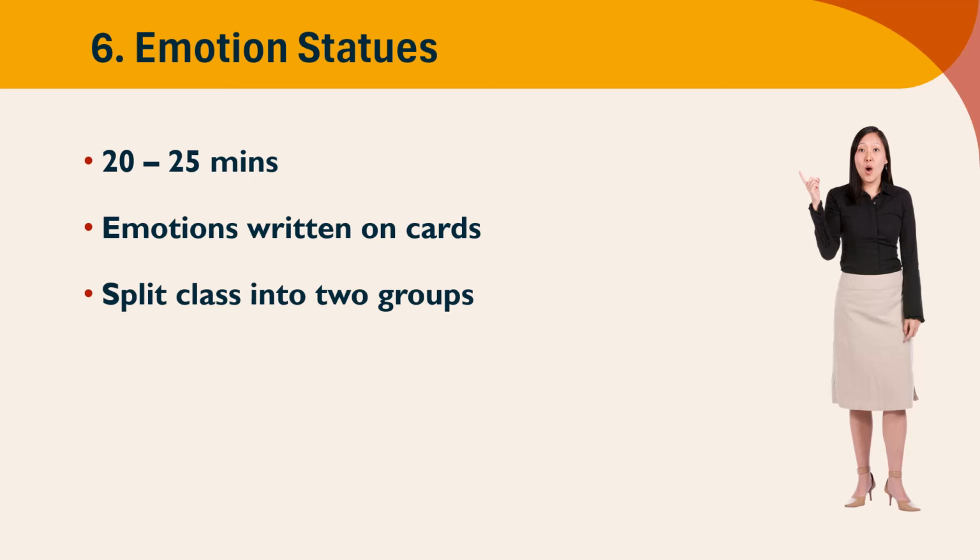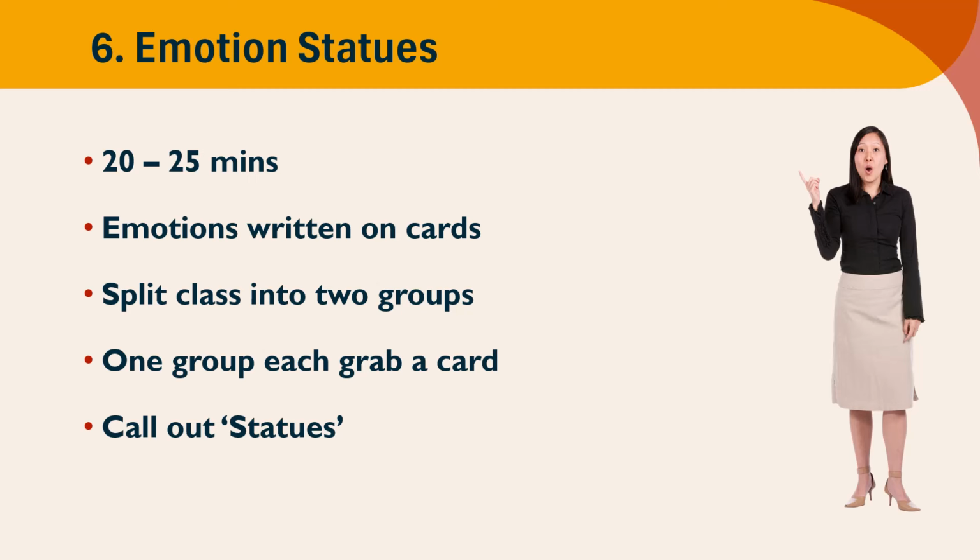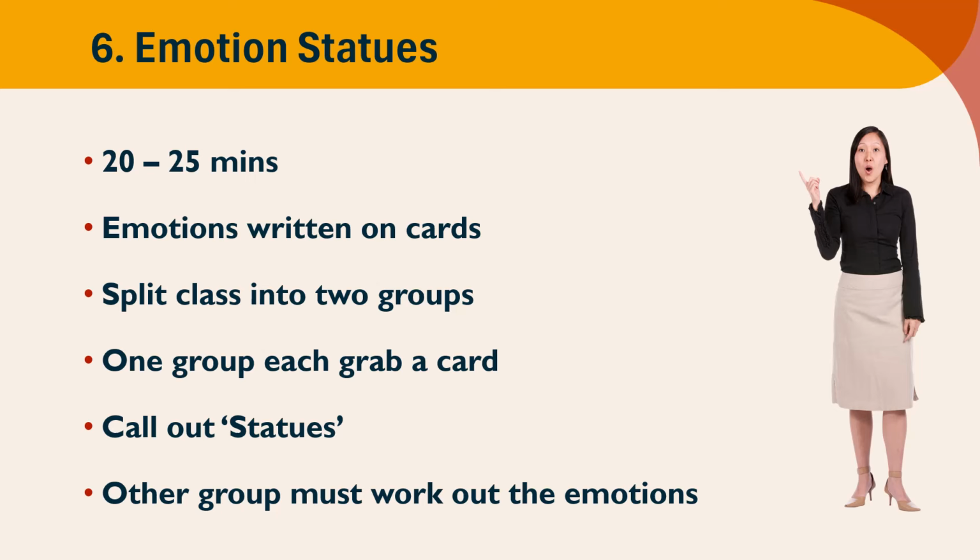So what you can do then is split the class into 2 groups, and then have the people in one group each grab a card or a slip of paper with an emotion on it. So if you have 20 people in the class, there's going to be 10 people in this group, and those 10 people are each going to pick an emotion, so there's going to be 10 emotions. And when you say the word statues, these 10 people with the emotion need to act out that emotion by standing and trying to show that emotion.